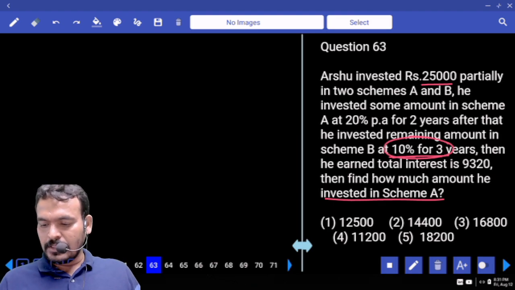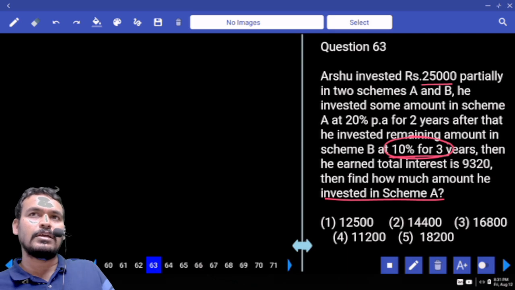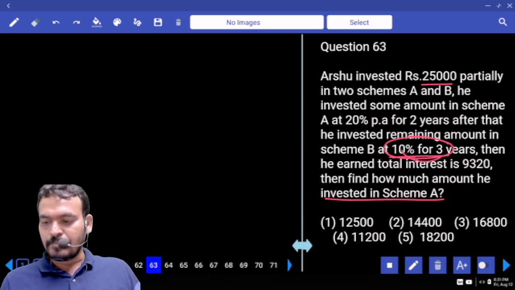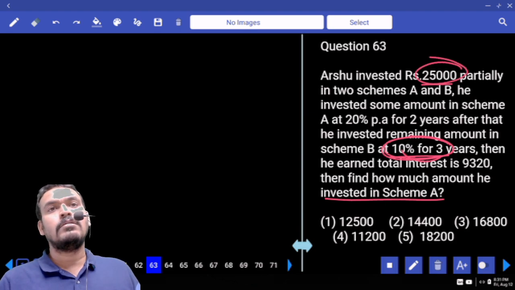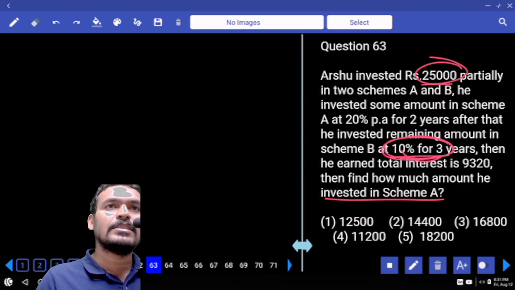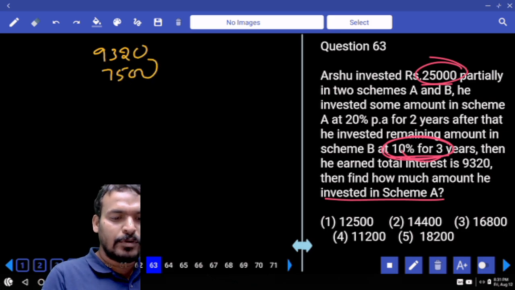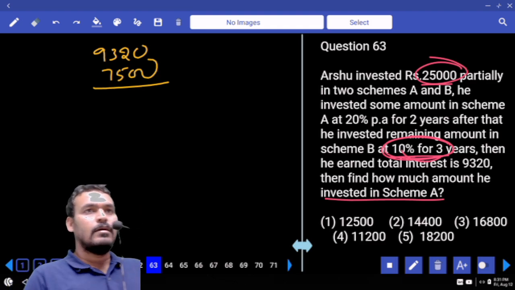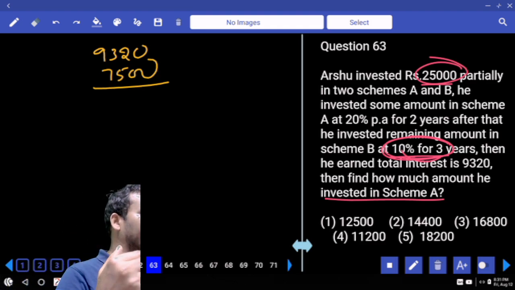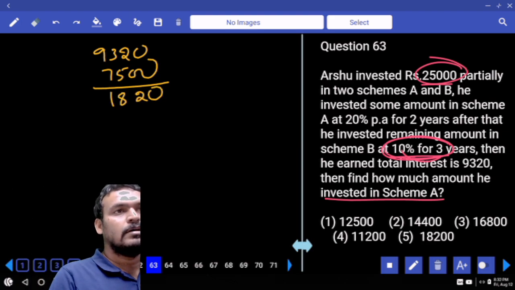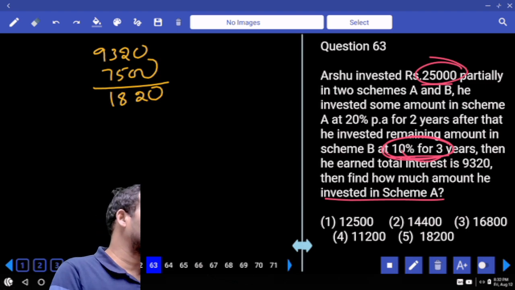10 threes are 30%. When nothing is mentioned, is it considered simple interest or compound interest? Simple interest. 10 threes are 30. 30% of which one? 25,000. Means 7,500. Compared to 9,320, we are getting 7,500 interest earned. How many rupees are extra? 7,500 is less than 9,320. Means how many rupees are extra interest? 1,820 extra. That 1,820 is the extra interest received from first case or second case?